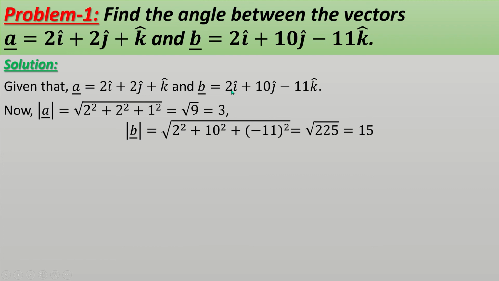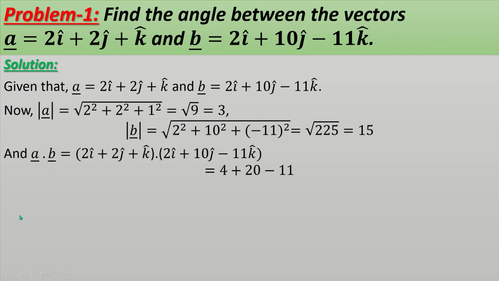Similarly, the absolute value of B is equal to square root of 2 square plus 10 square plus minus 11 whole square. This is equal to 15. And A dot B is equal to this. Now follow here properly. The dot product of i into i is equal to 1, but i into j, i into k, j into i, j into k, k into i or k into j, all are 0. So no need to take these.